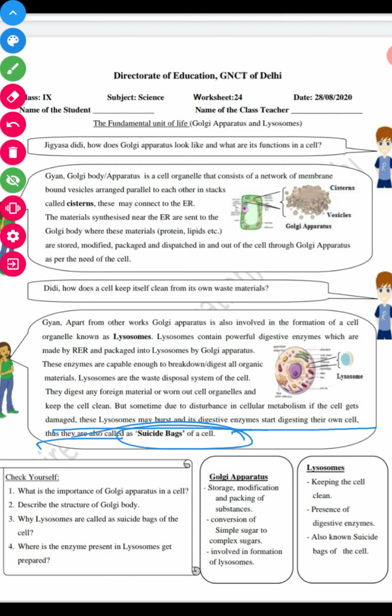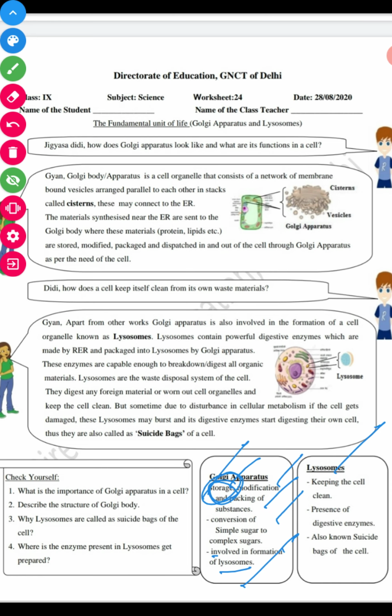So in a nutshell, we have this Golgi apparatus. Its function is storage, modification and packaging of substances, conversion of simple sugar to complex sugar, and involvement in the formation of lysosome. Whereas the function of lysosome is to keep the cell clean, presence of digestive enzymes, and it is also called the suicidal bag. Okay, this is all about today's DOE worksheet.